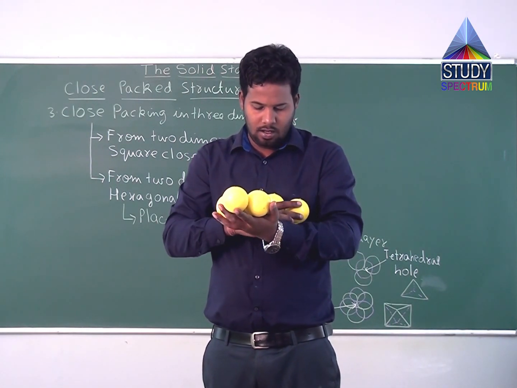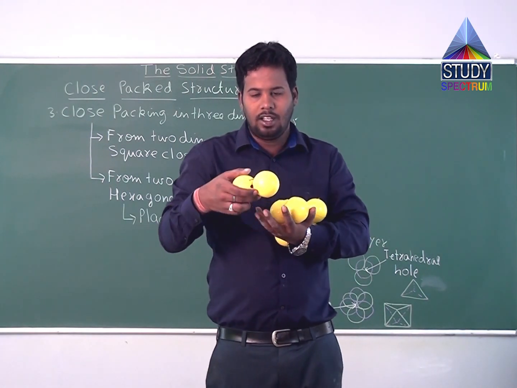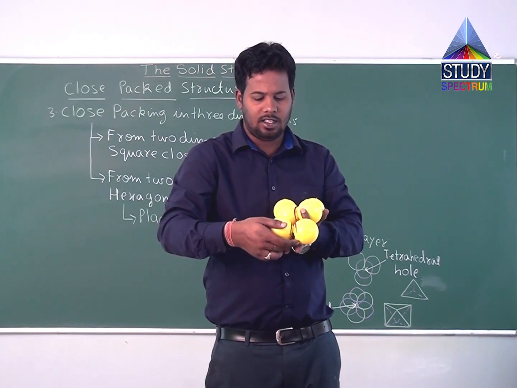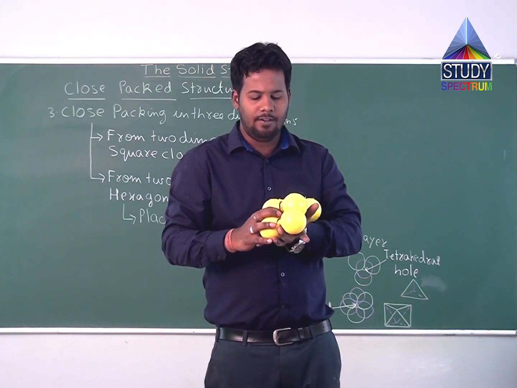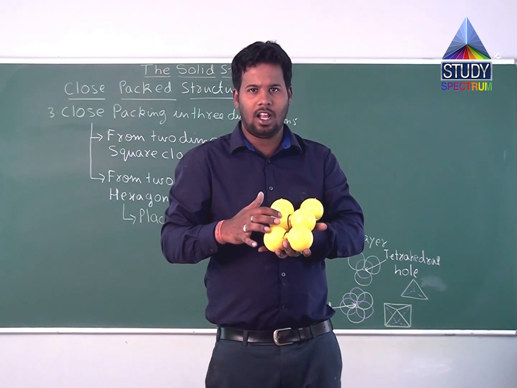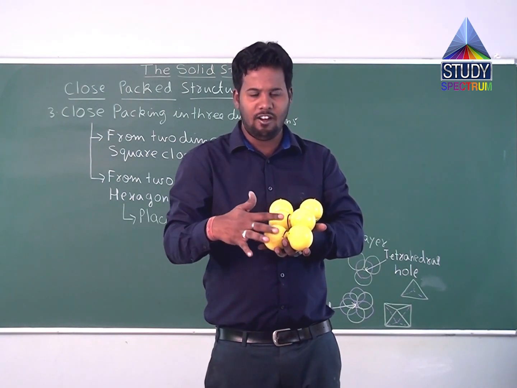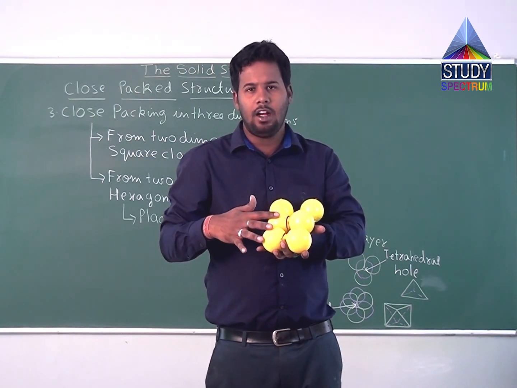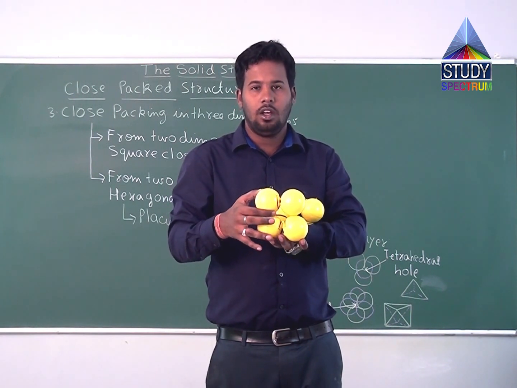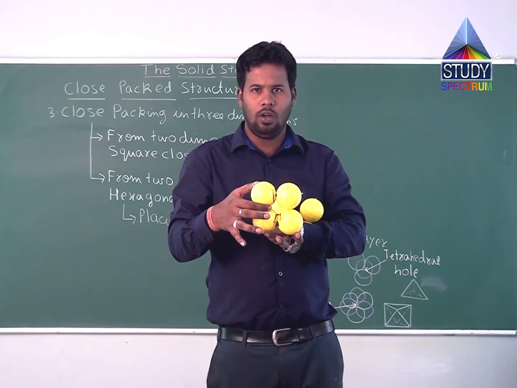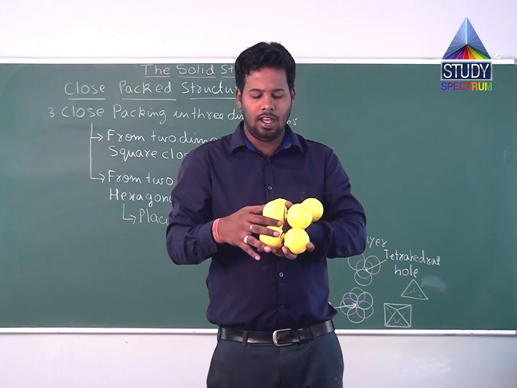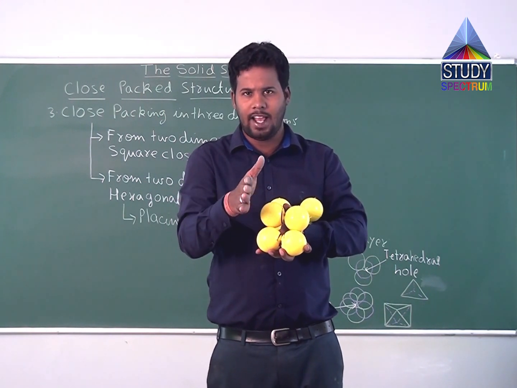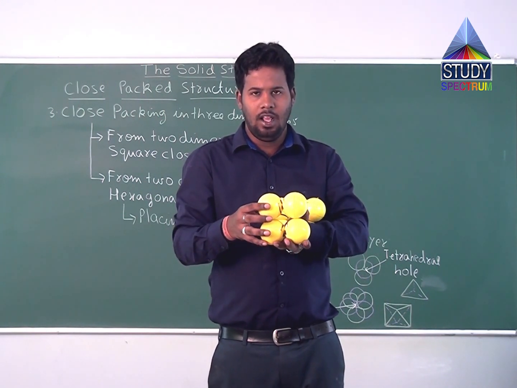This is x-axis, correct? I have placed the second layer above it, and it becomes y-axis. So this is square close packing, and it is only having 2 dimensions. The third layer along z-axis is still not visible. This is square close packing and only in 2 dimensions.